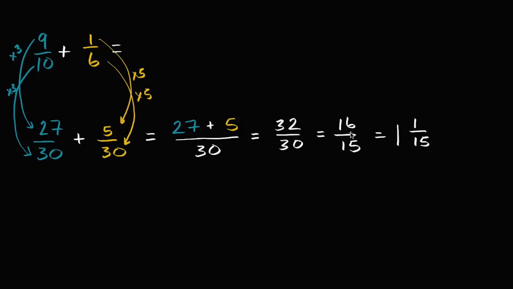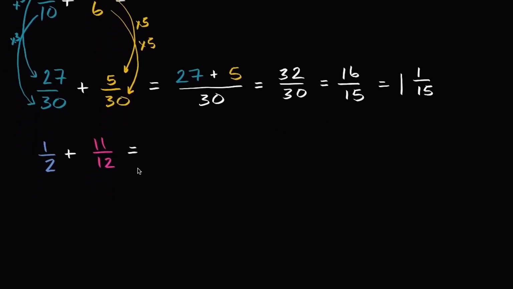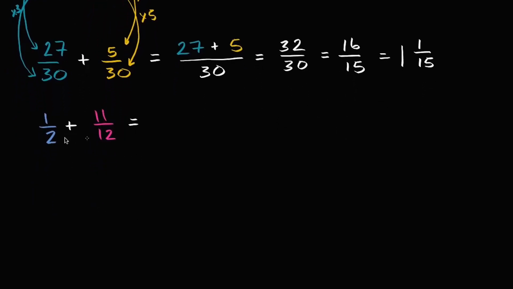Let's do another example. Let's say that we wanted to add 1/2 to 11 twelfths, to 11 over 12. And I encourage you to pause the video and see if you can work this out. Well, like we saw before, we want to find a common denominator. If these had the same denominator, we could just add them immediately, but we want to find a common denominator because right now they're not the same.